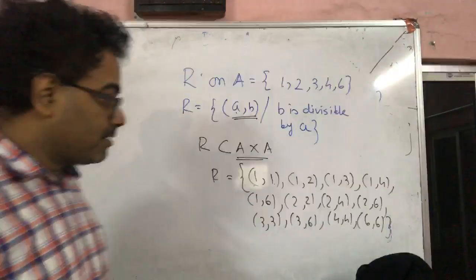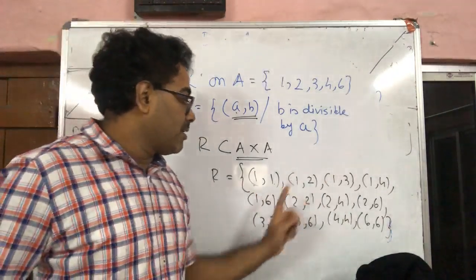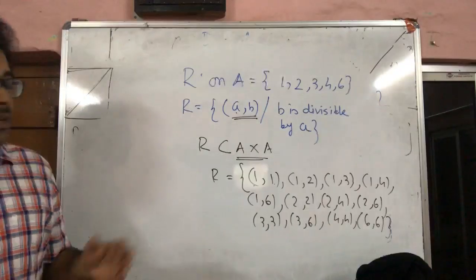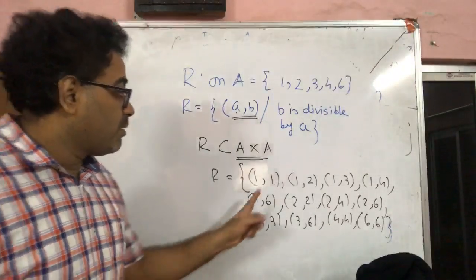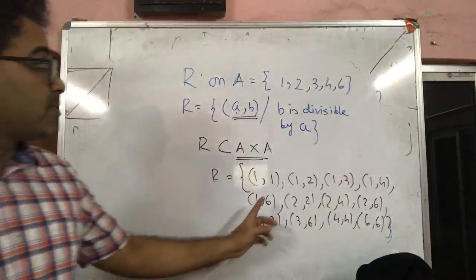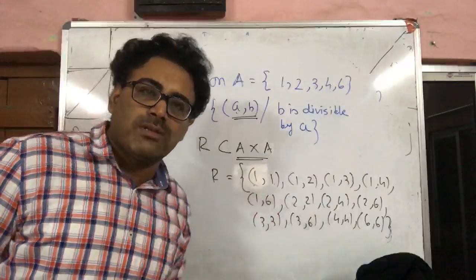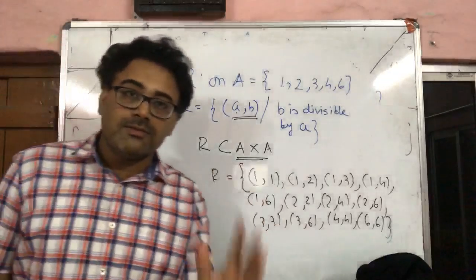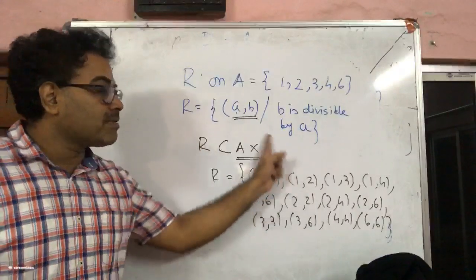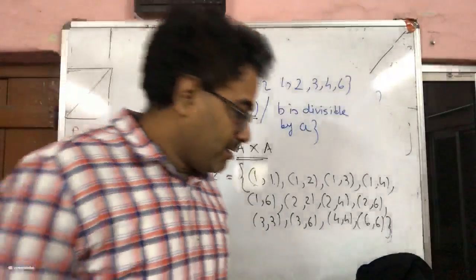Perfect. Very good answer. So domain is 1 2 3 4 6, all of A. Range is 1 2 3 4 6 plus all are used, so range is also A. And codomain A cross A. The second set is called codomain. It is also A. So domain, range, codomain all are same.